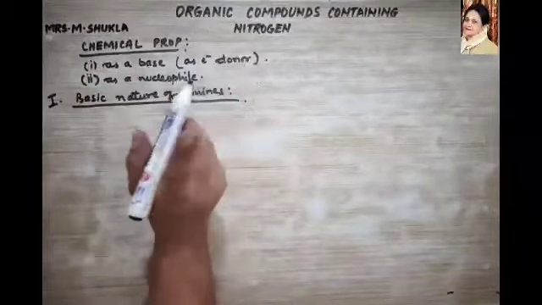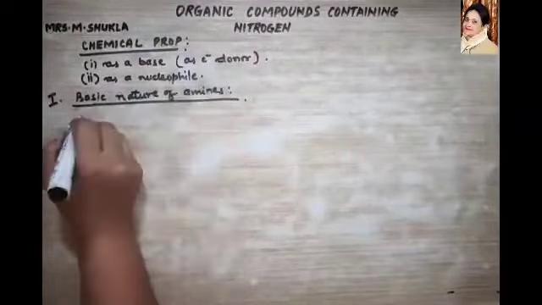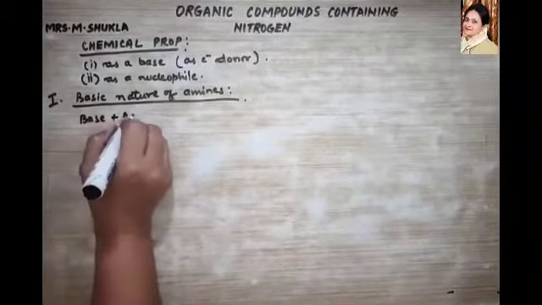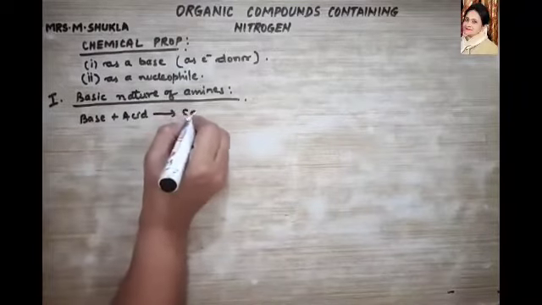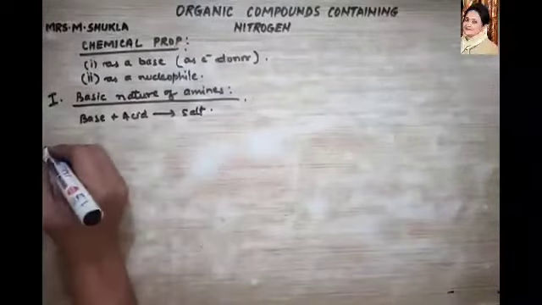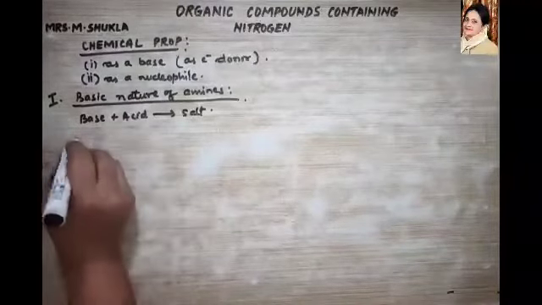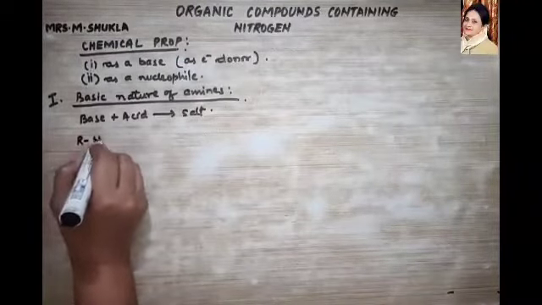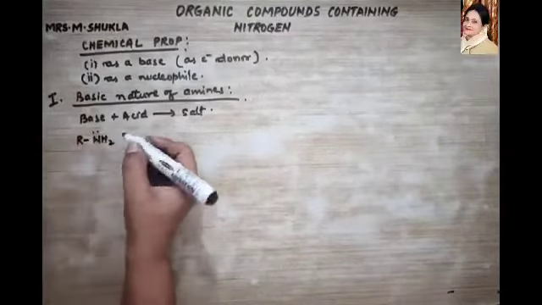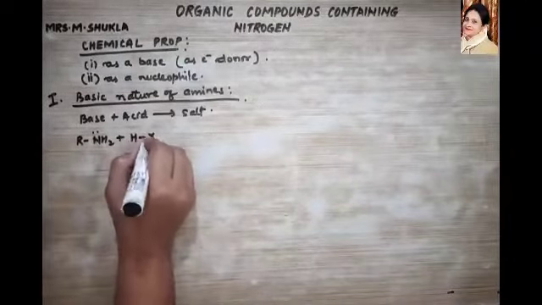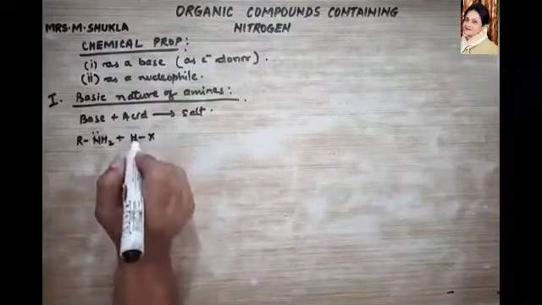Firstly, it is due to the lone pair. Clear? Then the next important point that you need to remember is that bases, when they react with acids, form salts. Fine. So let us take one example. Suppose I say that amines are basic in nature. So let me take this primary amine, which is basic in nature, and this reacts with an acid, say HX. This is a mineral acid.